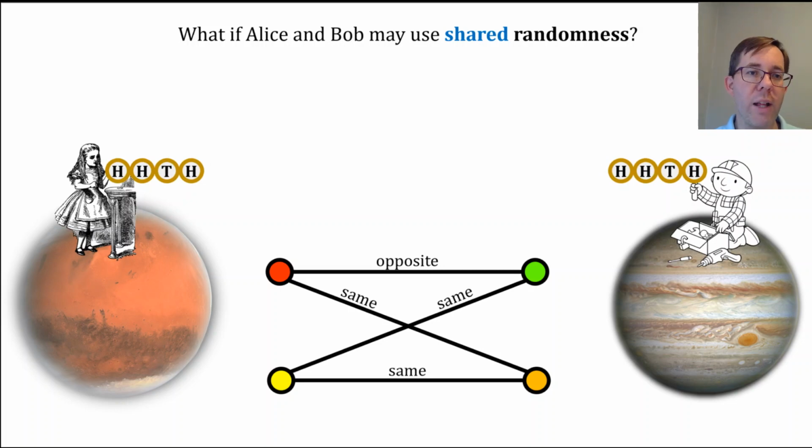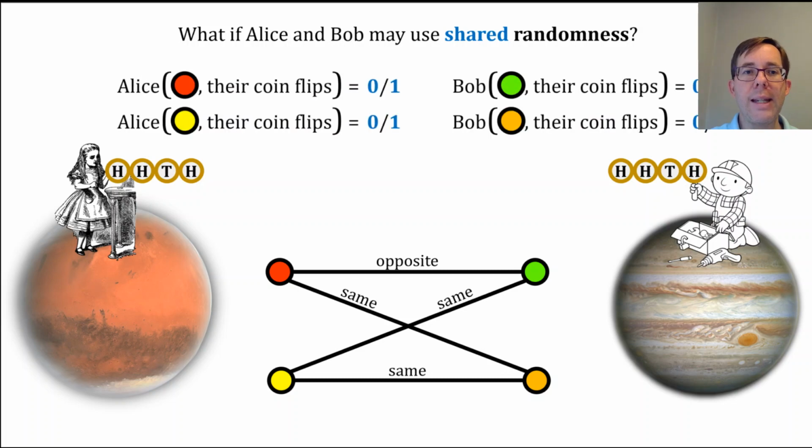Okay, so now Alice and Bob are sharing some random strings. They're heavily correlated random strings. They're, in fact, identical random bits. And so now the responses can be a function not just of their challenge color, let's say red and yellow in Alice's case, but also of their joint coin flips, this heads, heads, tails, heads that they're both holding on to.